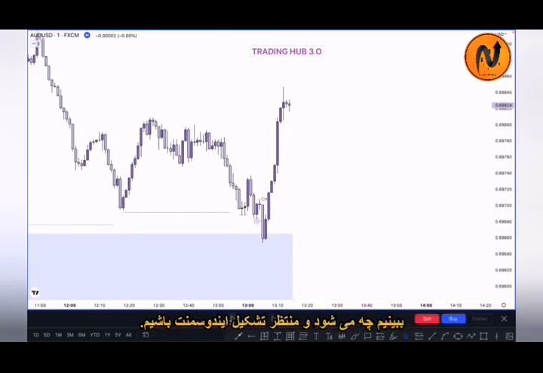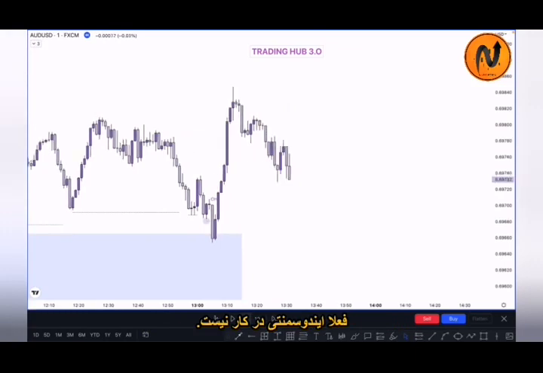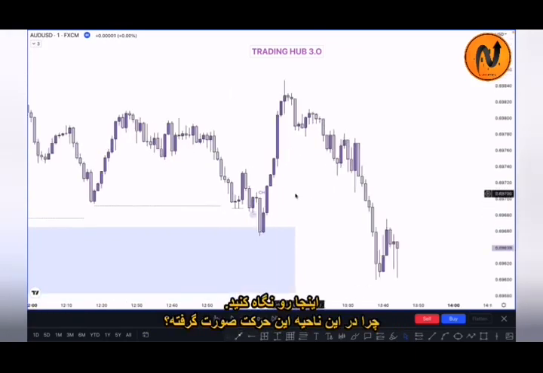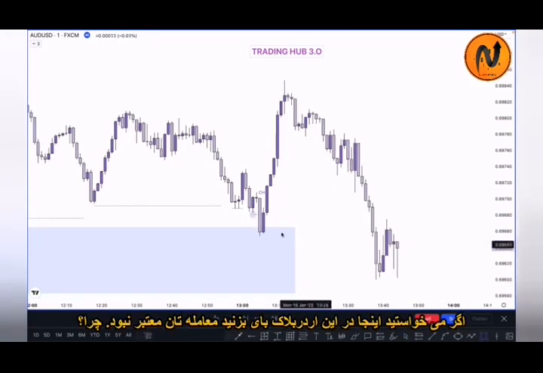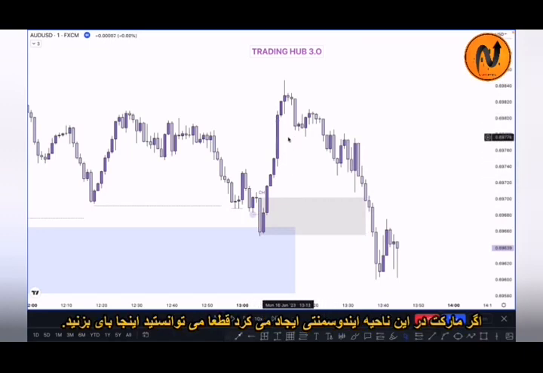So let's see what happened next here, and wait for the inducement to be created. Right now there is no inducement here. Okay, look at this, why did this move happen here? If you are trying to buy here on this bullish order block, this is not valid. Why? Because the market did not create an inducement. If the market creates any inducement here, then definitely you can buy here, right?